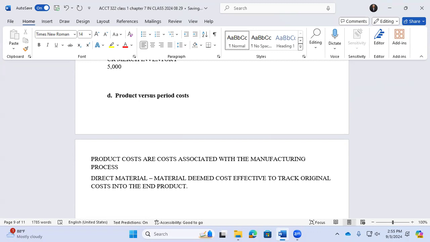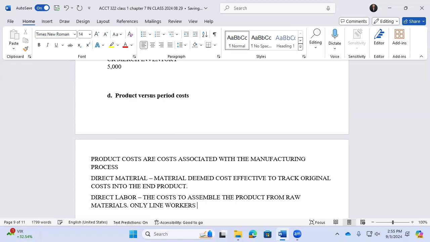All right, and then we have direct labor. These are the costs to assemble a product from raw materials. Only line workers are charged to direct labor.